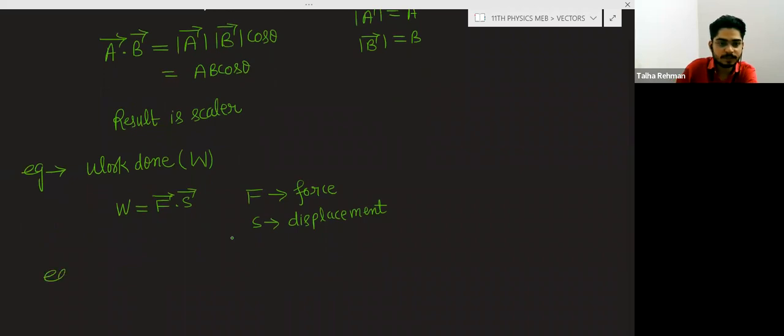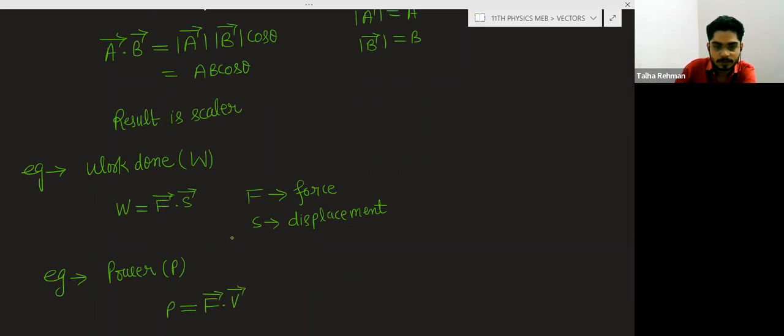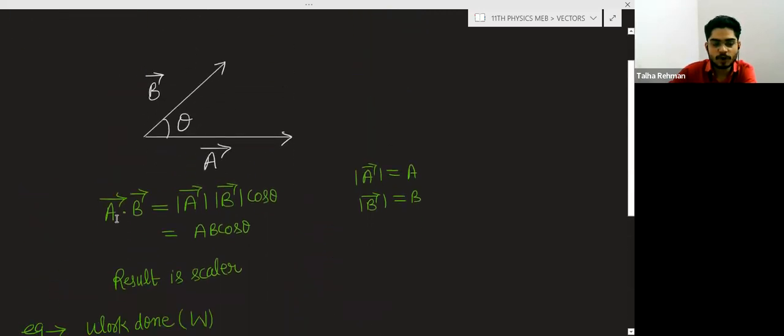We can take one more example: power. This also we will discuss in work, power and energy. Power P is the dot product of force and velocity, where v is the velocity. So the dot product is given by A dot B equals AB cos theta. A is the magnitude of A vector, B is the magnitude of B vector, and theta is the angle between the A vector and the B vector.